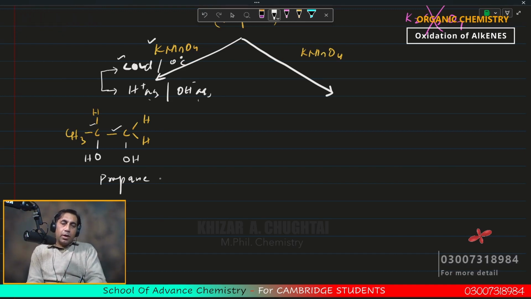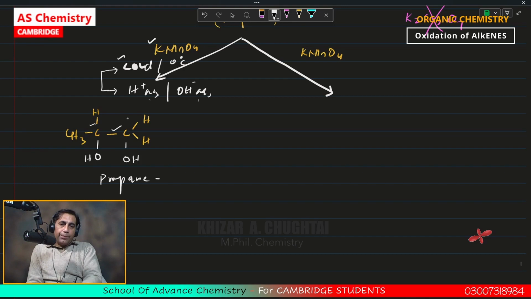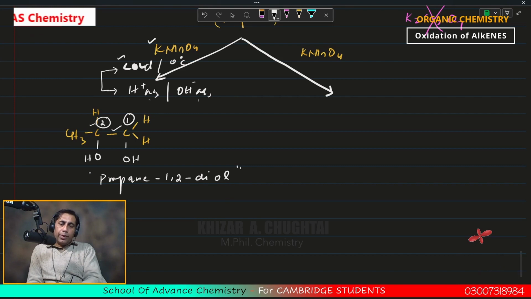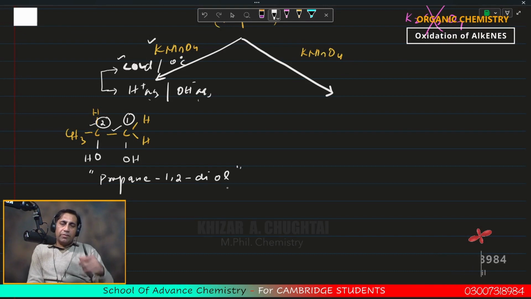It is one functional group, but it occurs twice in the molecule. So we will mark a hyphen. The position is one. Good. Its position is two. So 1,2-dash. In total there are two, so it's called diol. Propane-1,2-diol is the name of this compound.